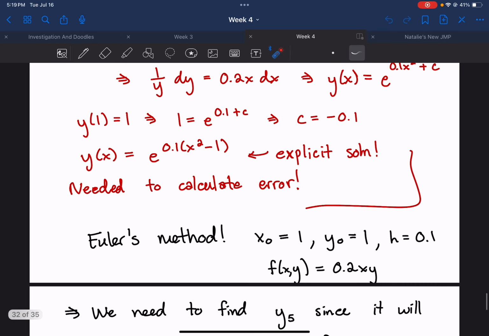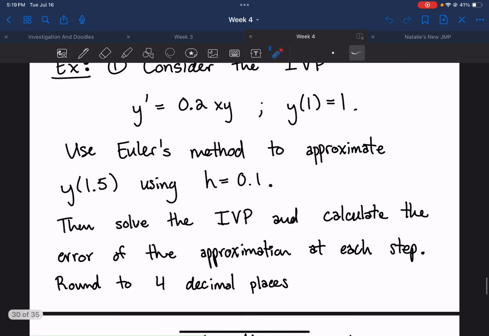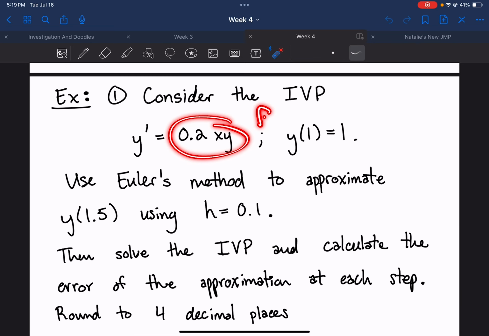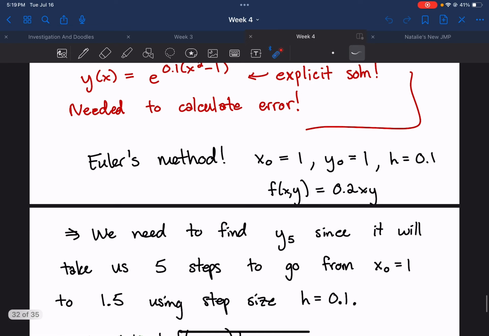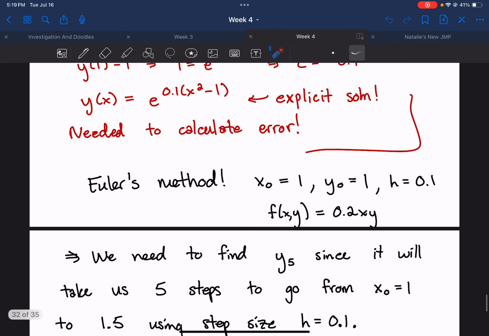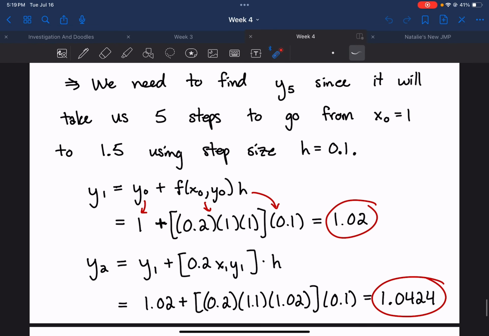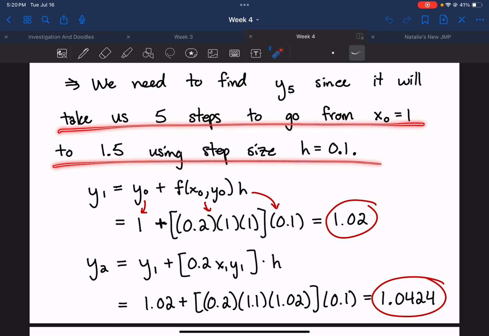You initialize the algorithm. X naught equals 1, y naught equals 1. My step size is 0.1. My function f is 0.2xy. This is f of x and y. We need to find y5, since it'll take us 5 steps to go from 1 to 1.5 using the step size.